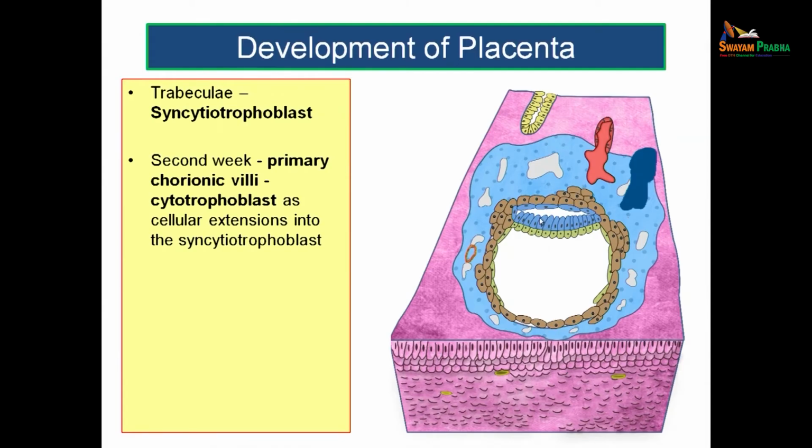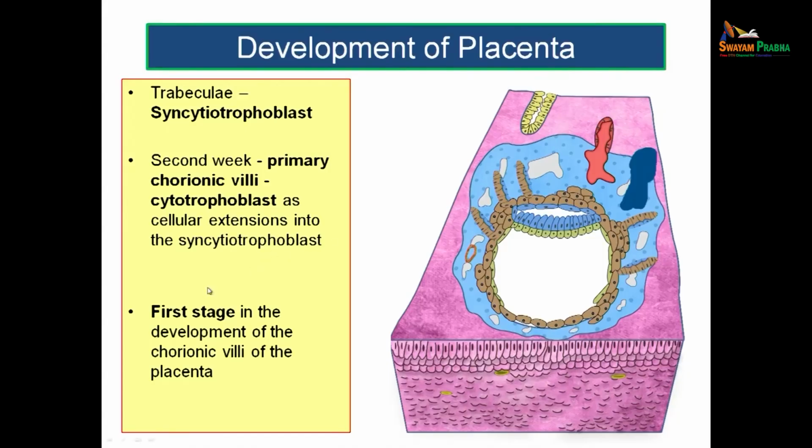By the end of the first week, the blastocyst is getting implanted in the uterine endometrium. By the second week, you have the formation of cytotrophoblast and syncytial trophoblast. You have the trabeculae between the lacunar spaces. Now, the primary chorionic villi is formed.